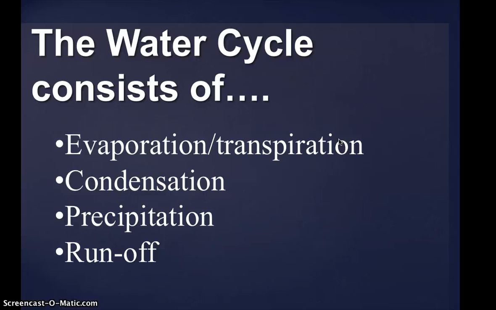Okay, there are four major components to the cycle. We'll go into more detail on these later, but you can go ahead and write these down so you can start getting familiar with them. We have evaporation, and transpiration is about the same thing, so you can link those together. Condensation, precipitation, and runoff.